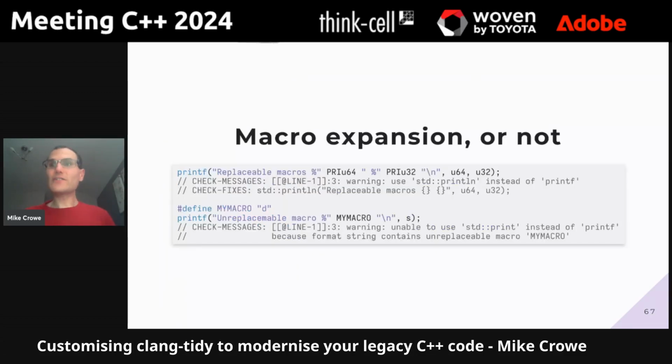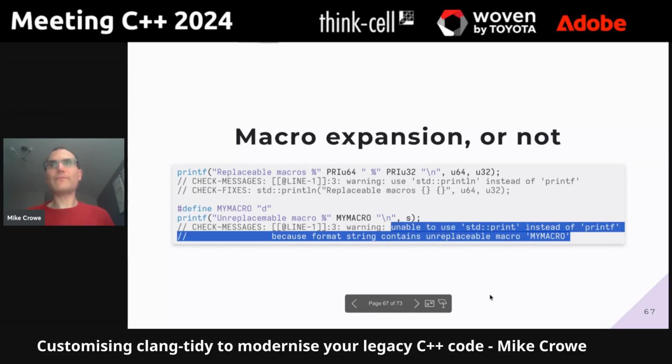So the version that's landed ready for clang20 only expands the macros from inttypes.h or cinttypes. So these get replaced in here, which is what you want. However, if you try and use your own macro, then it just complains that it can't do it.